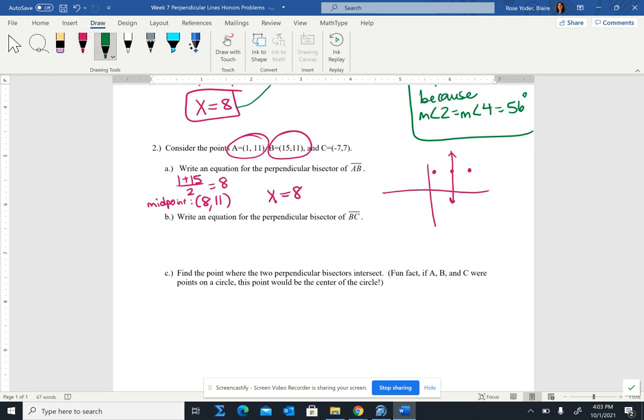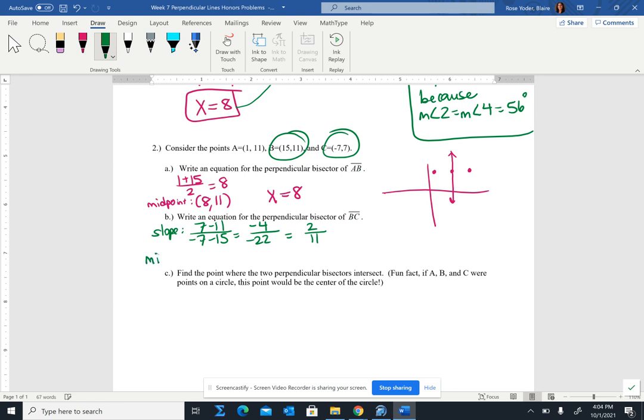All right, let's move on to the perpendicular bisector of BC. This time I don't see any coordinates in common, so I'm going to need to find the slope. y2 minus y1 over x2 minus x1 gives me -44 over -22. Two negatives gives me a positive, so I'm going to want to simplify that. I can also simplify it into 2/11. So I don't really have to, but I can.